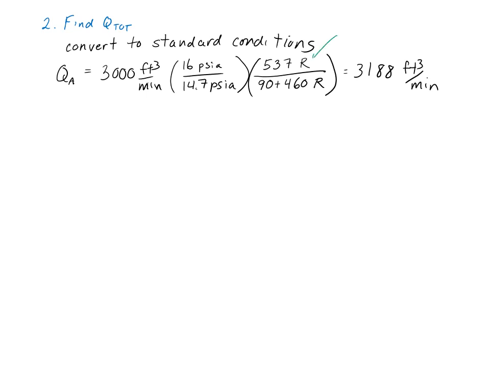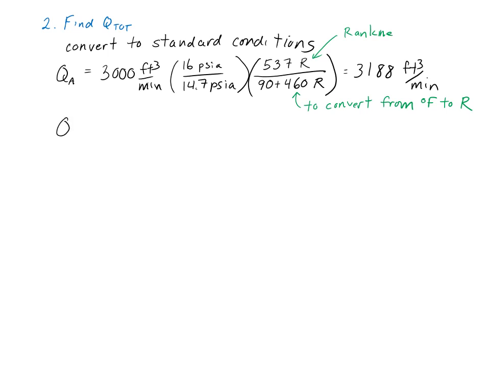So let me note that R stands for Rankine, which is the absolute temperature scale in Fahrenheit, and this 460 is to convert from degrees Fahrenheit to Rankine.